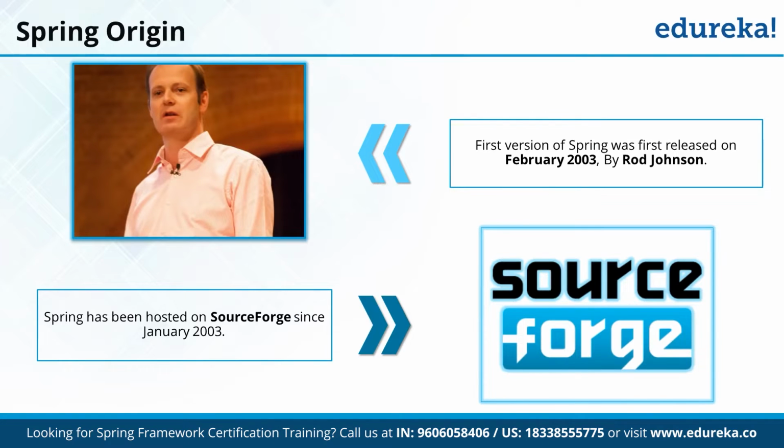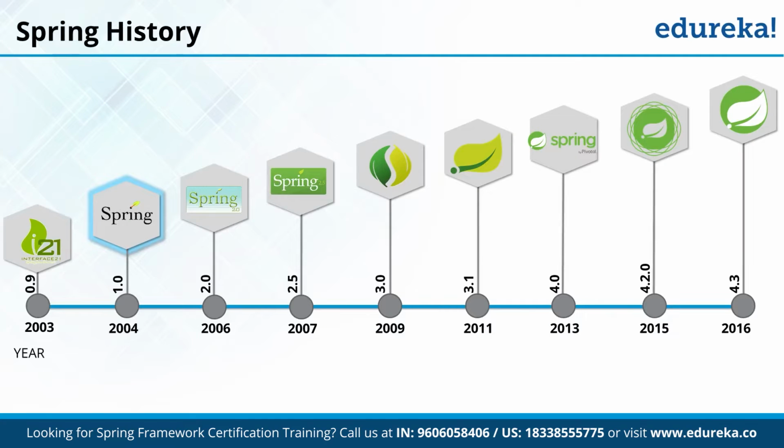So guys, Spring has been available on SourceForge since January 2003. It's an open source project and it was introduced by Rod Johnson. The first version was released in February 2003, and Spring has been available as an open source community since. You can always browse spring.org, browse its APIs and its documentation, and learn a lot. Over the years, we got 4.3 as the latest version in 2016, which is a widely used version of the Spring framework.